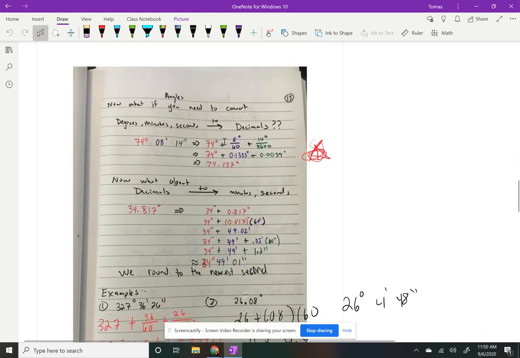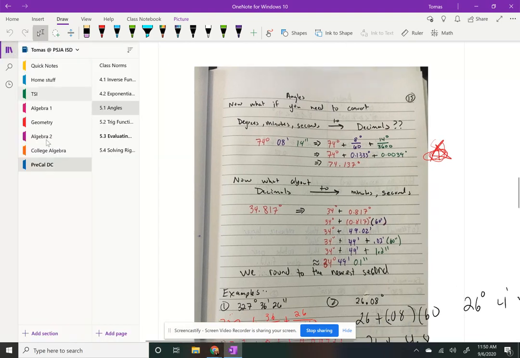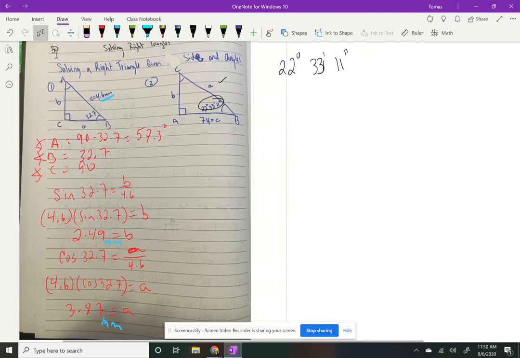So that's kind of like what we did here, right? We put it over 60, put it over 3,600, and then we got our decimals and we just converted them. So that's what we're doing right now. We're going to do that to this problem. So the 22 stays 22. We're going to go 33 over 60, and then we're going to go plus 11 over 3,600. Okay. So 33 over 60 is 0.55.